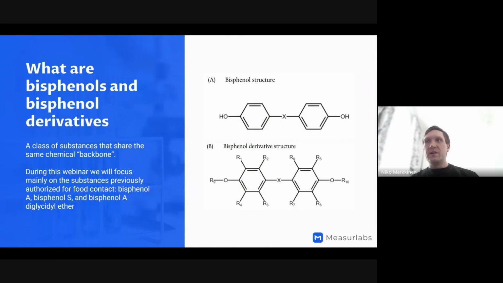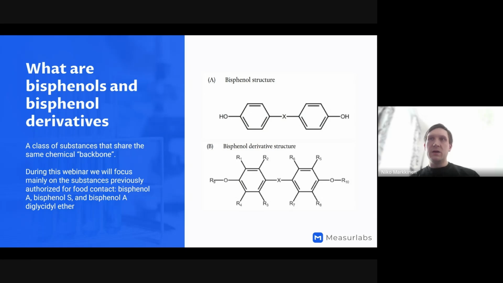So, a very surface level chemistry lesson. Bisphenols are a class of substances that share the same chemical backbone as seen here. For example, in BPA, the X is substituted with a dimethyl substitution. In the case of BPS, it's a sulfone group. The similarity between those substances is that the backbone is the same, but only the substitution in the middle of the chemical is different.